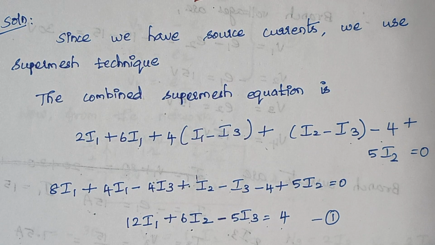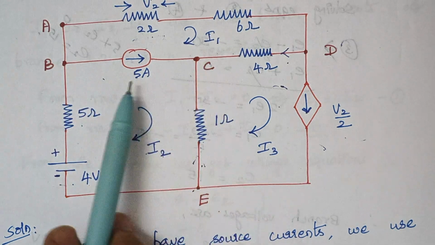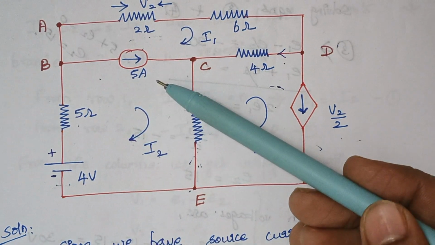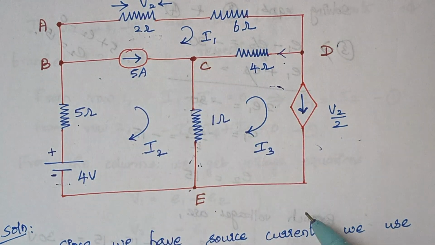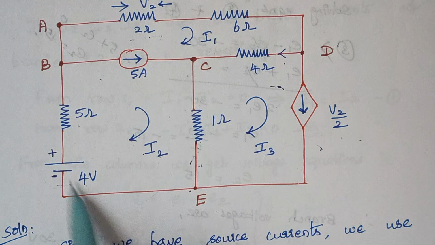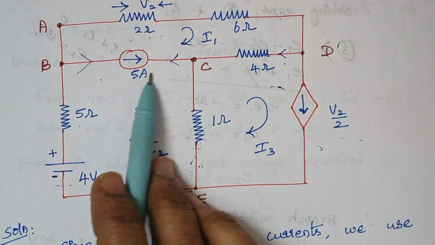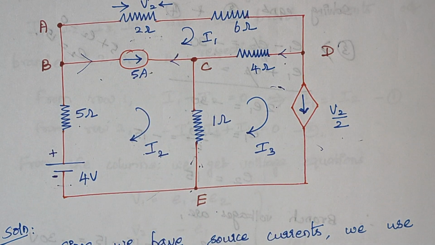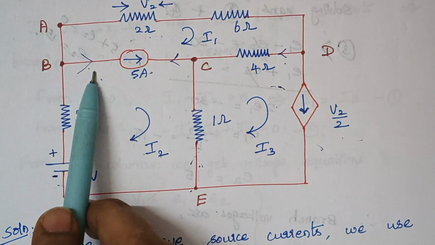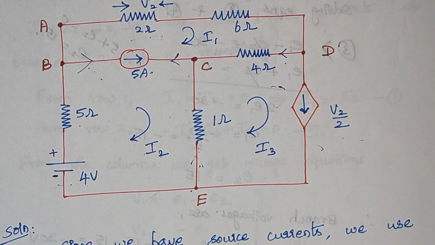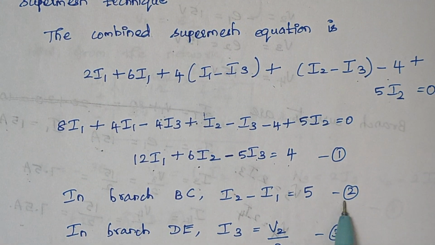Right. So again, in branch BC, in this part, I am having a 5 amps current. So again, in this part also we have two currents which are flowing, right? Because I2 flows like this and I1 flows like this. So here I am writing the equation as I2 minus I1 because I2 and this current are in the same direction. Therefore, I2 minus I1 is equal to 5 amps, right? So write this equation, let it be equation number 2.